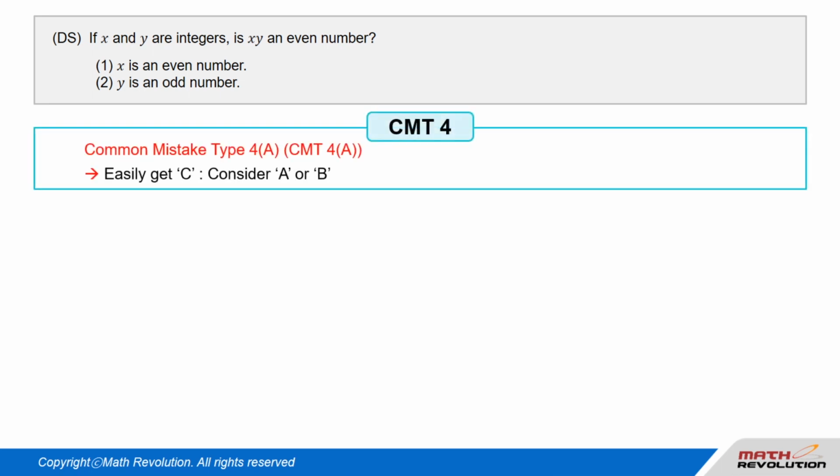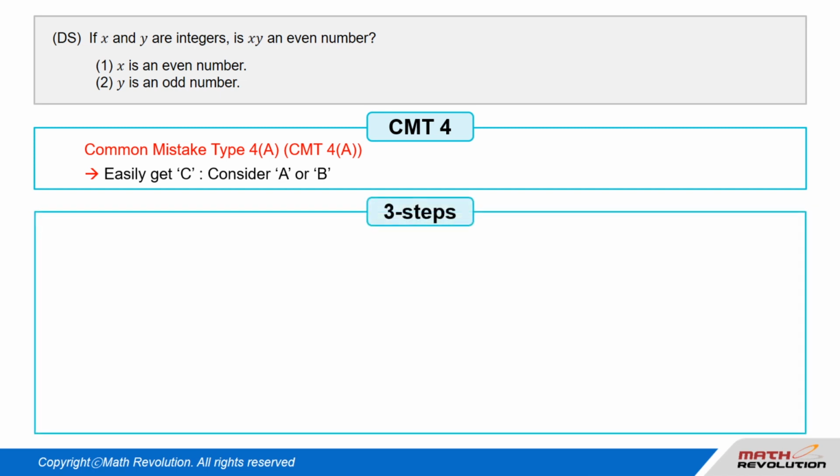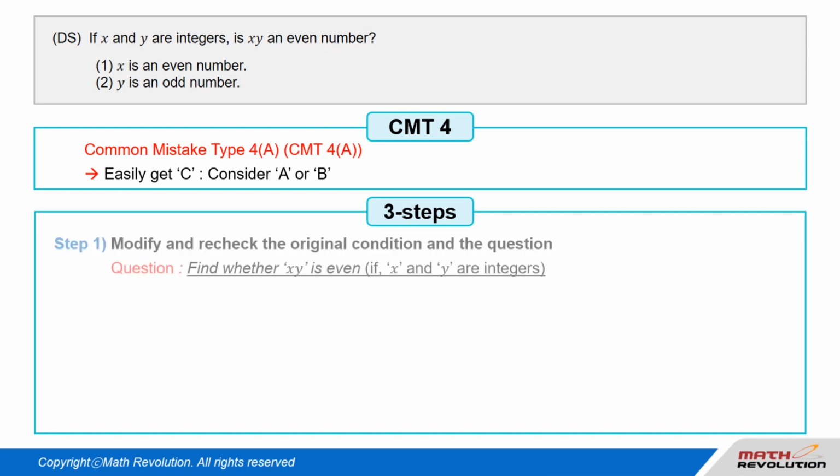Solution. Now we will solve this DS question using the variable approach. Common mistake type 4A. If you get C as an answer too easily, then consider A or B as an answer. Let's apply the 3 steps suggested previously. Follow the first step of the variable approach by modifying and rechecking the original condition and the question.